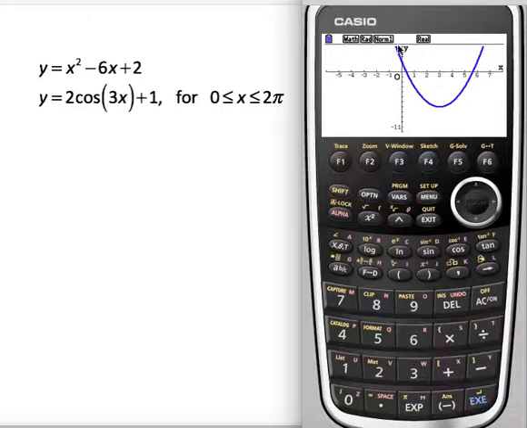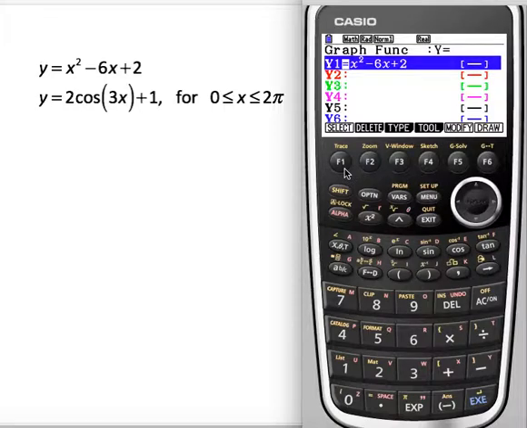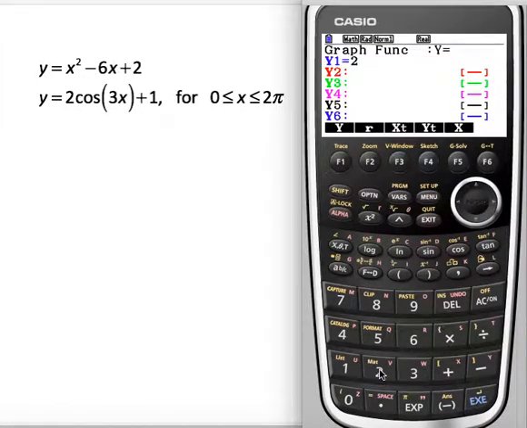Now, I'm going to show you in a later video things that we can find out from that, but let's just leave that for the time being, and let's now say the next question needs the next graph doing. So let's delete the first graph and let's type in the second graph. 2 cos brackets 3x plus 1.